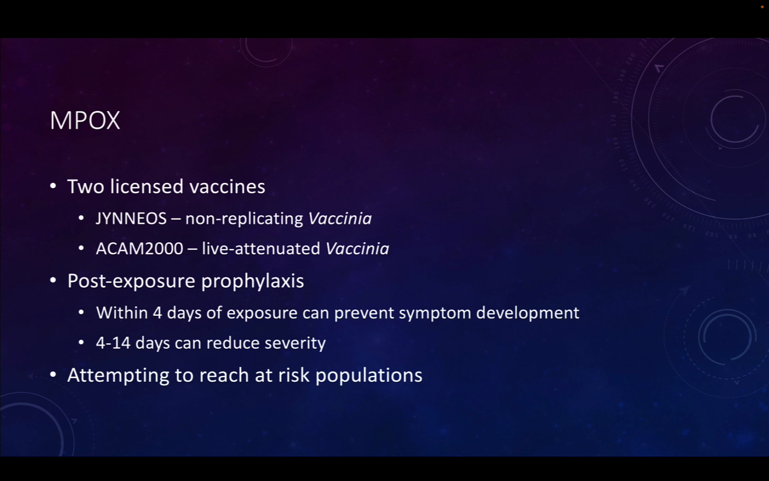And clinicians are attempting to reach at-risk populations. So because it requires close contact, we're talking about people who are engaging in, most often, it's not a sexually transmitted infection, but we're seeing it in populations that engage in sexual behaviors like outside of a monogamous relationship. So that's considered to be kind of the at-risk population.